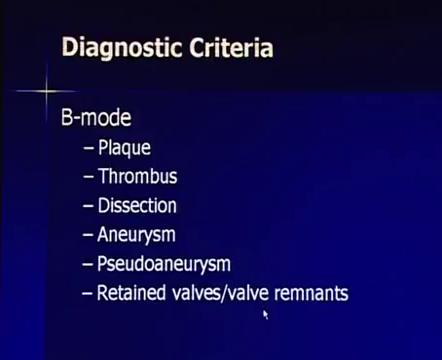What do we see? We see the same kind of pathology we would in a native vessel. We'll see plaque. We'll see that hyperplasia. We may see thrombus. We may see dissections and aneurysms and pseudoaneurysms.